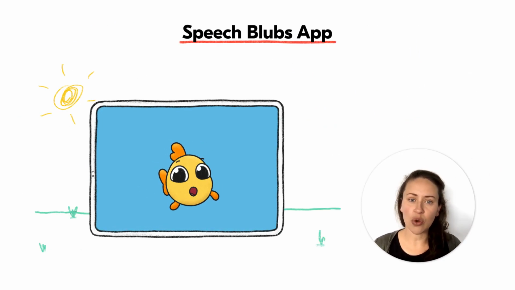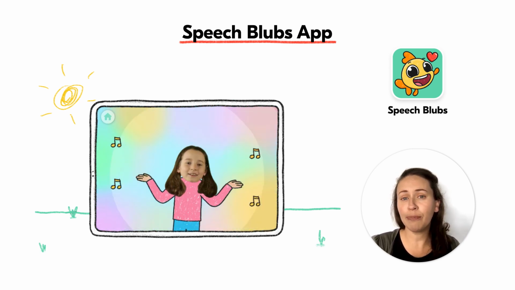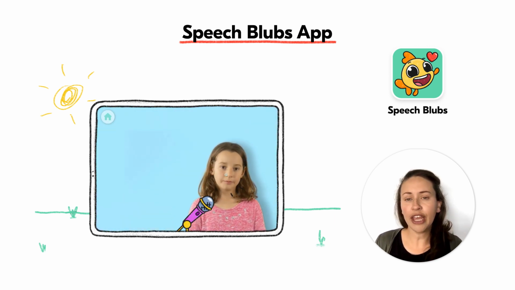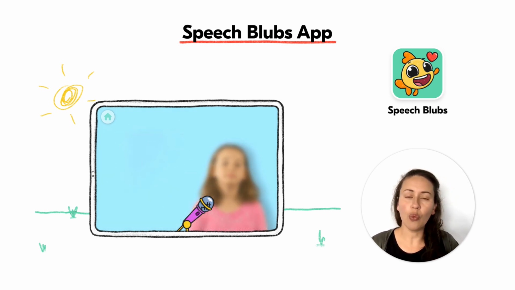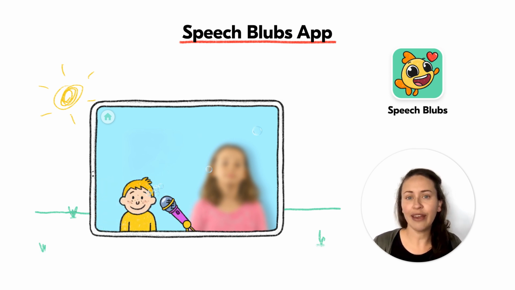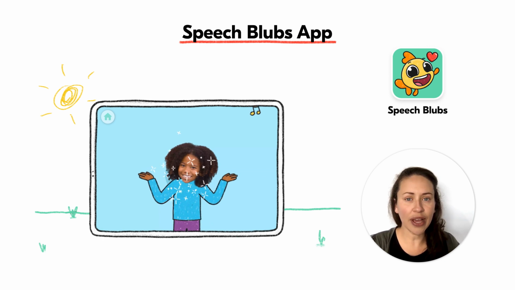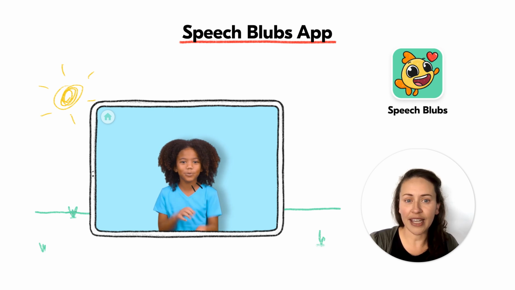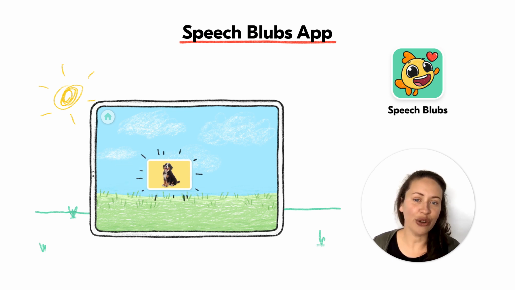So combining this with a Speech Blubs app, I was first introduced to Speech Blubs by one of our AIMS Global clients who noticed a remarkable improvement in her 4-year-old son when she combined our therapy support with their Speech Blubs time every day. Speech Blubs is a speech learning app that offers a variety of fun, engaging, and educational activities that will boost your child's speech while providing interactive fun for your entire family, really, siblings included.